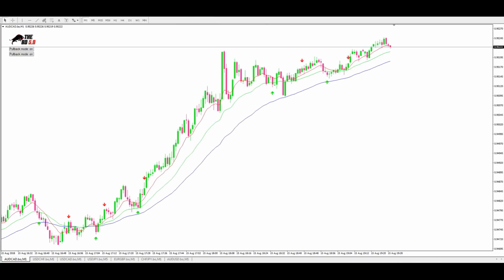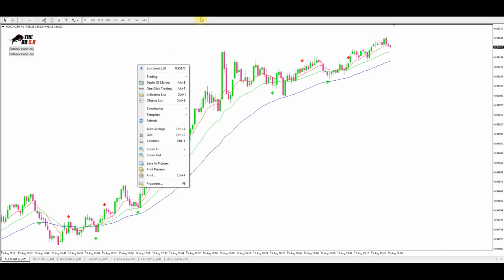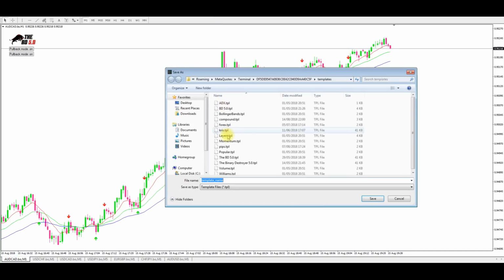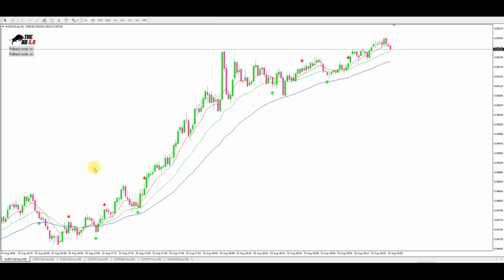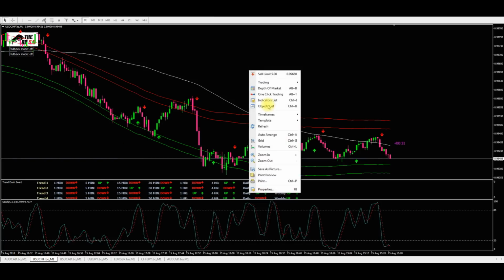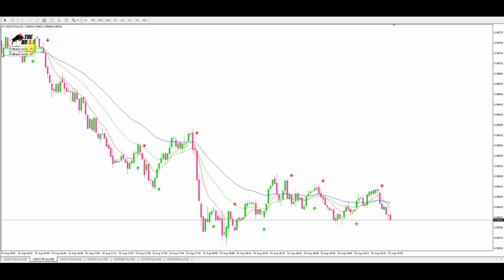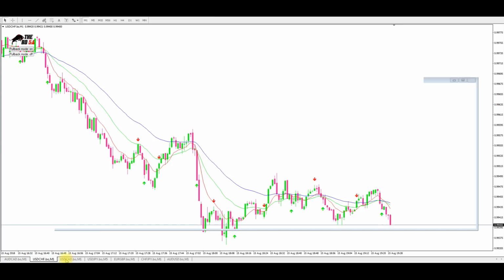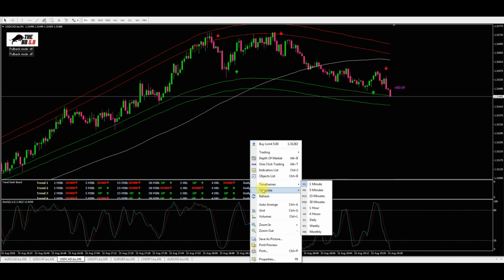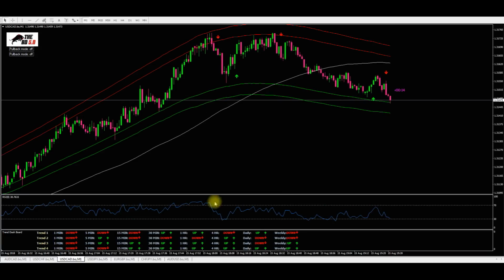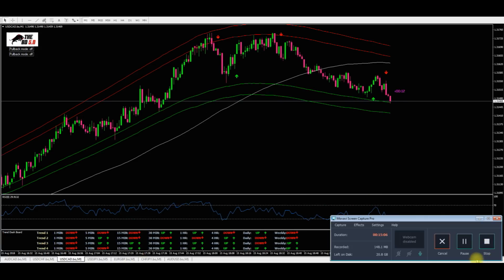I'm going to save this actually, so I can save template. I'm going to call it compound, let's say. Right, done. And I'm going to set all these like this, compound. There we go. I want the pullback mode on. I'm going to set this like this as well. Now, oh, hold on, I've loaded up the wrong one. I'm going to pause the video, I'll come back.